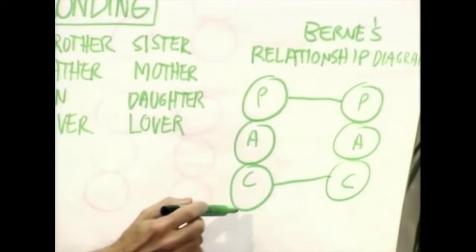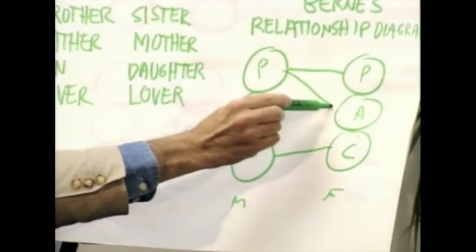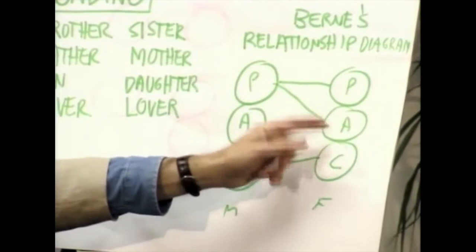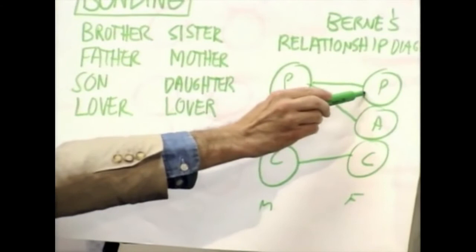let's put the man on the left. Suppose the man respects the woman's thinking and how she thinks and how she goes about her work. Well, that would be a parent to adult channel. And then what if she also likes the way he thinks and the way he solves problems and the way he goes about his work, and she respects his adult?